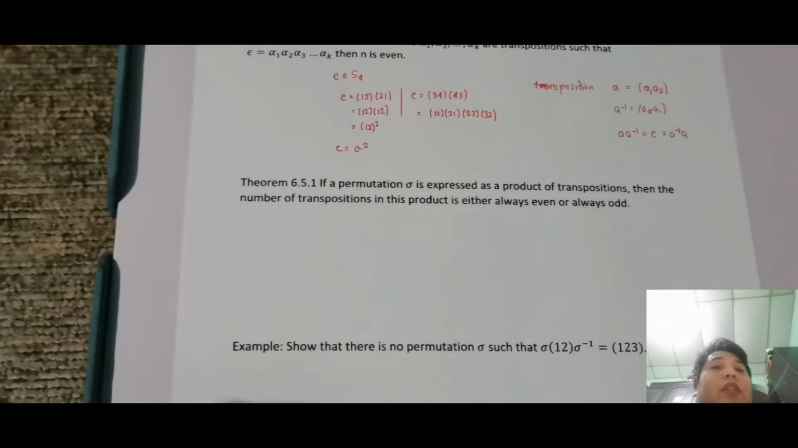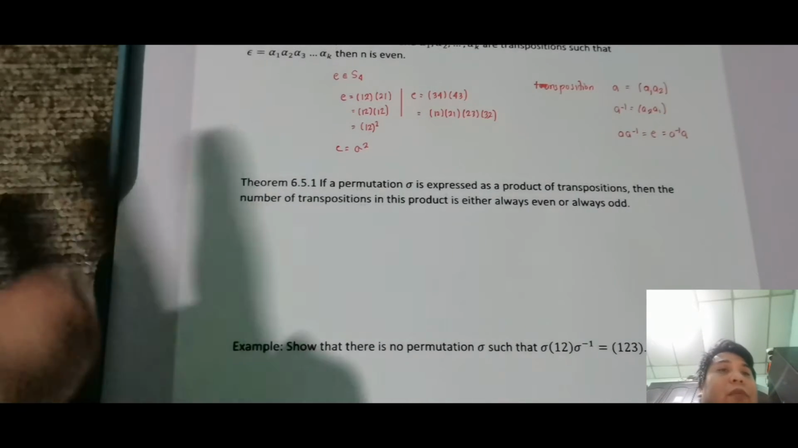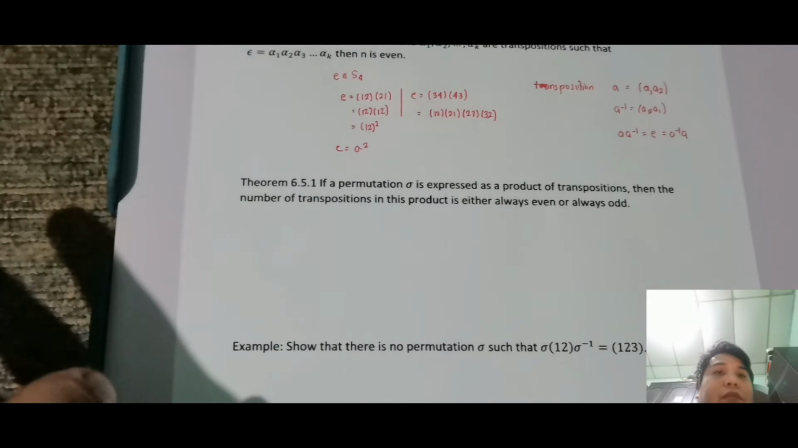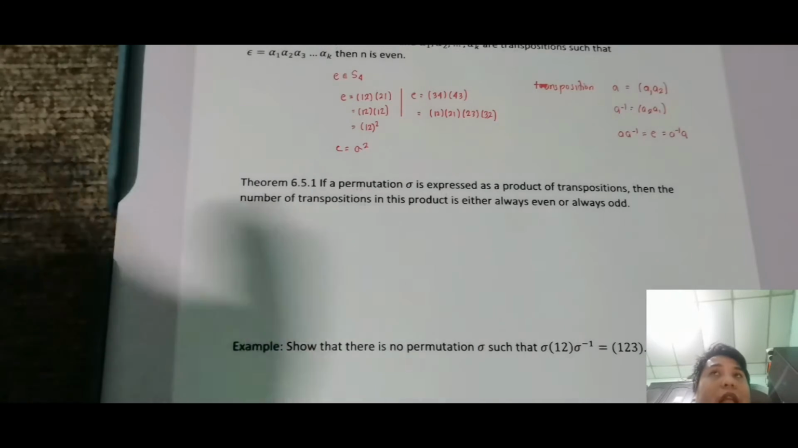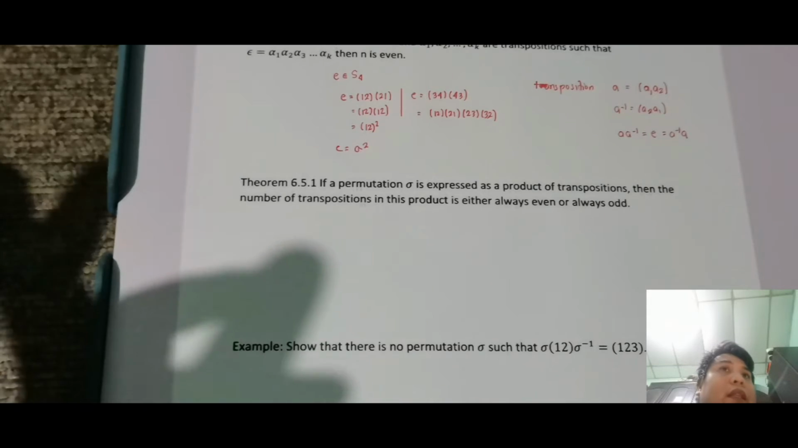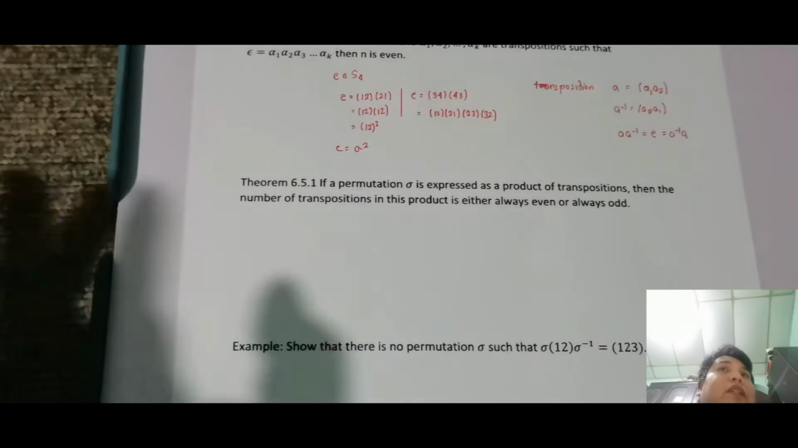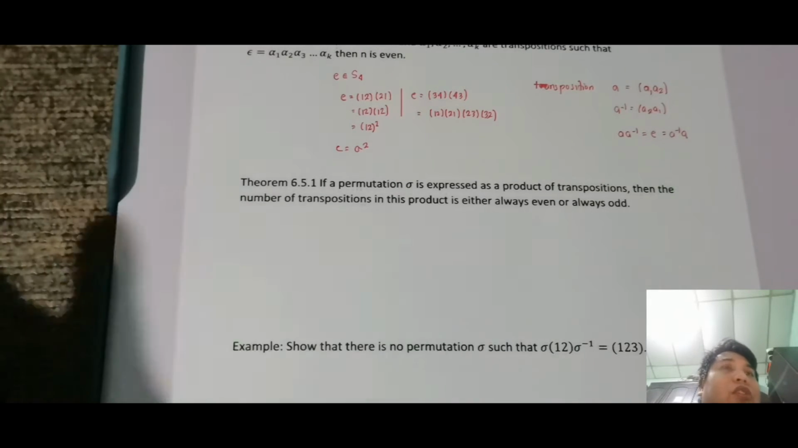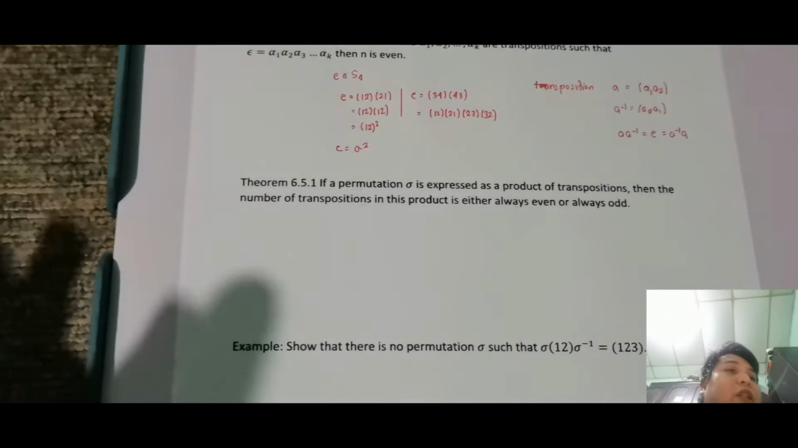Okay, so let's have theorem 6.5.1. If a permutation sigma is expressed as a product of transpositions, okay, so again, may sinasabing theorem na lahat ng cycle notation or disjoint cycle notation can be expressed as a product of transpositions.